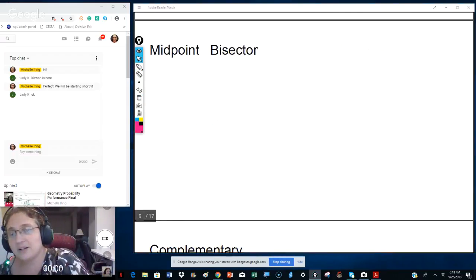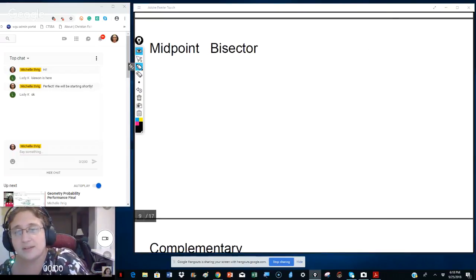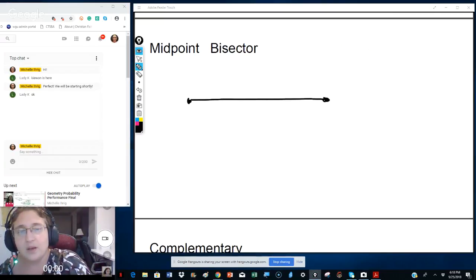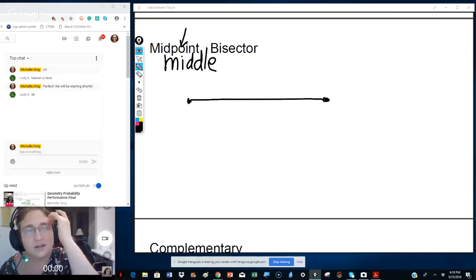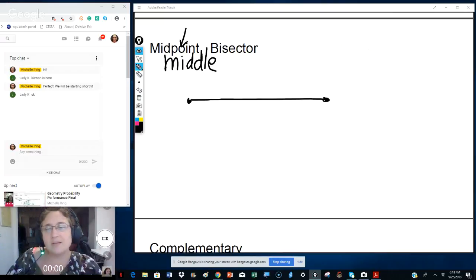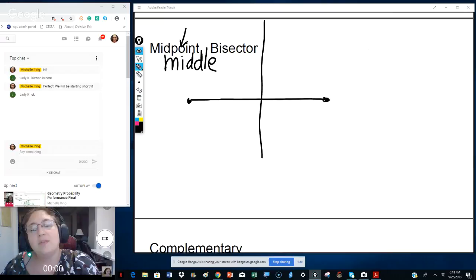Midpoint, bisector. Couple things. You will have a question tomorrow that asks what it means that something is the midpoint. Anytime you think midpoint, just think of the word middle. Midpoint and bisector are relatively synonymous. The bisector actually intersects the segment at its midpoint, which divides it into two pieces. The bisector describes the line. The midpoint describes the location.